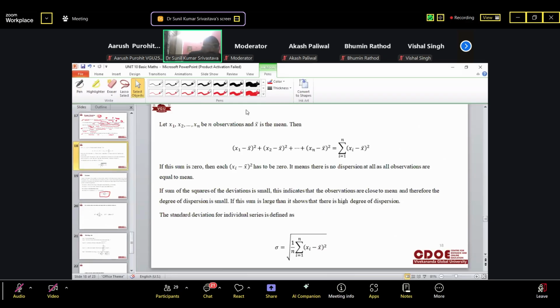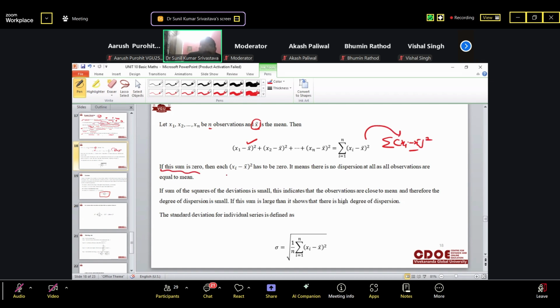Now, suppose we have the values x1, x2, ..., xn. We have n observations and the mean is given by x bar. So (x1 minus x bar) square, (x2 minus x bar) square. That is the summation of the squared deviations, (xi minus x bar) square. So all values become positive.